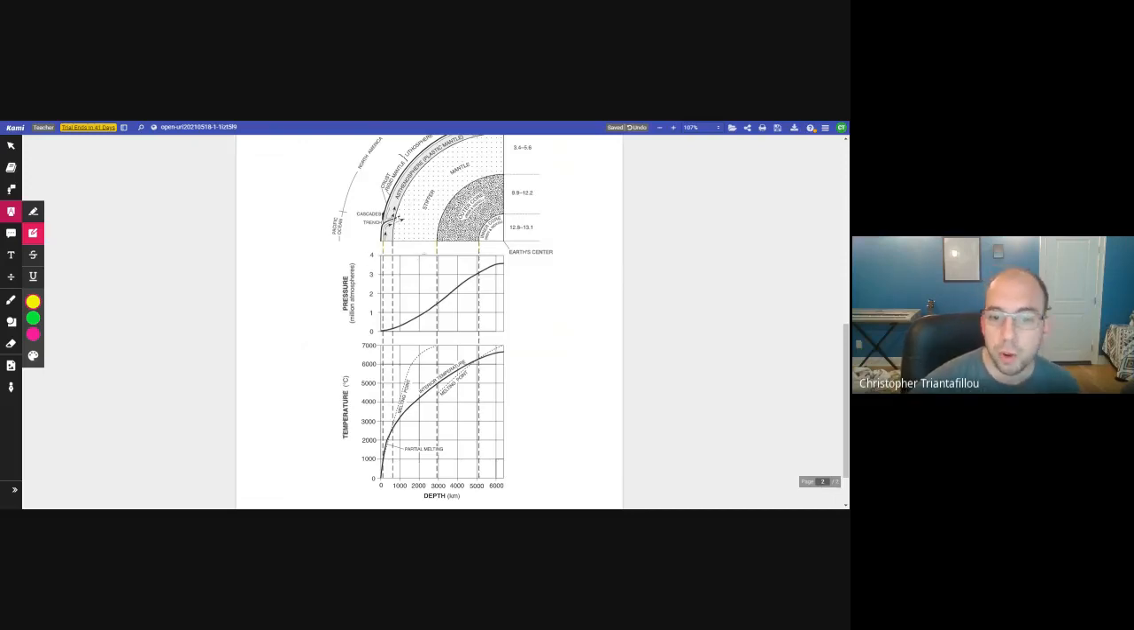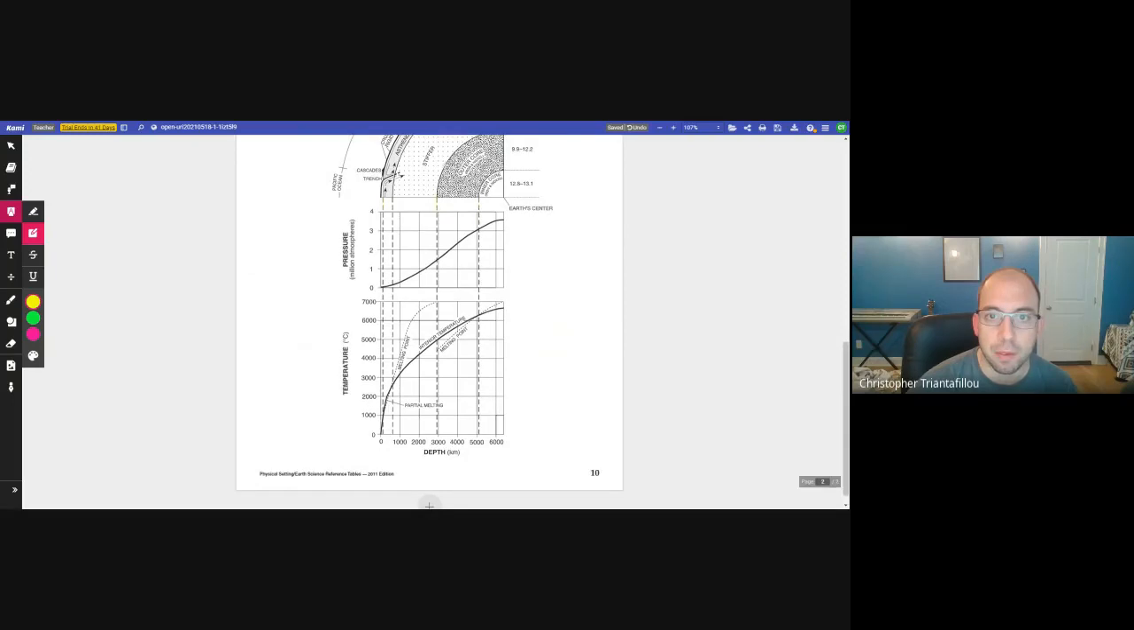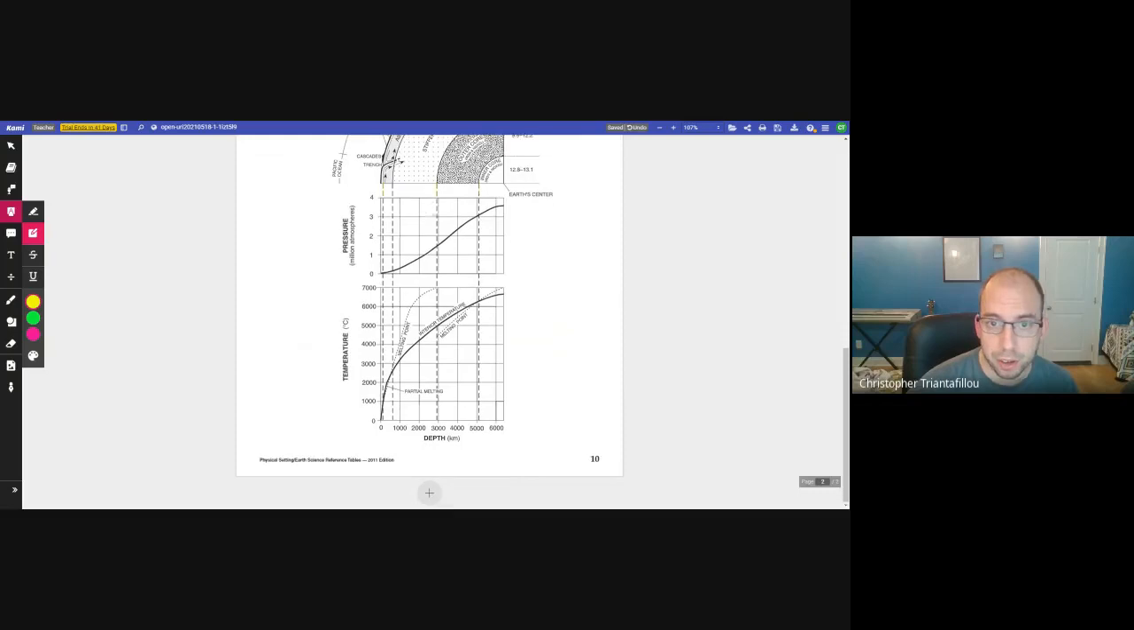Now, if we want to know the pressure or the temperature, we would take one of these and just follow it down. So wherever this meets the solid line of the pressure graph, we would just go over and see it's about 1.5 or so. Or if we need temperature, we'd follow this down to this one. And wherever that meets, that's your temperature.